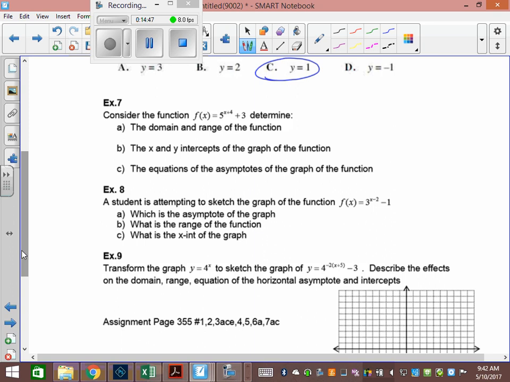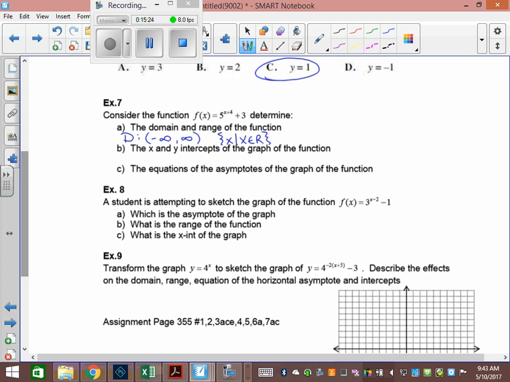Example 7. Consider the function f of x equals 5 to the x plus 4, plus 3. Determine the domain and range. What's the domain of every exponential function unless it's a word problem? The domain is negative infinity to positive infinity, or in set builder notation, x such that x is in the reals. Unless it's a word problem. If it's a word problem, it might be limited. Like if the x was time, you wouldn't have negatives, right? So it'd be x is greater than or equal to 0.